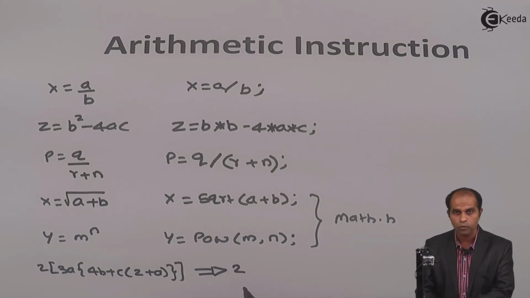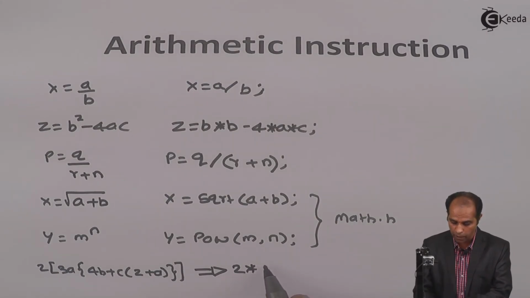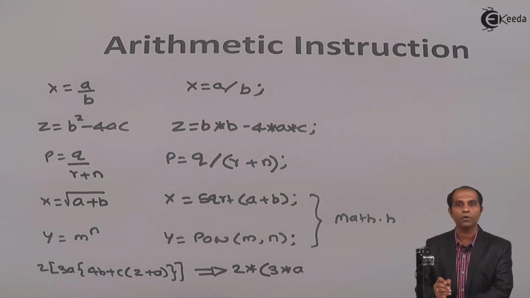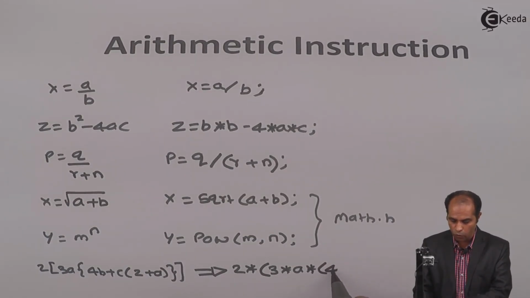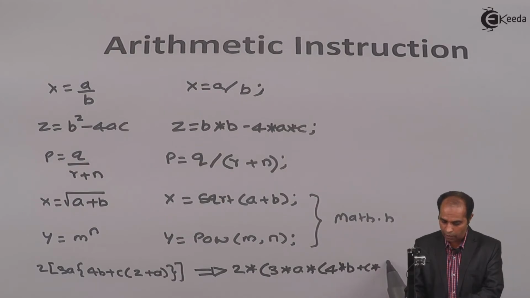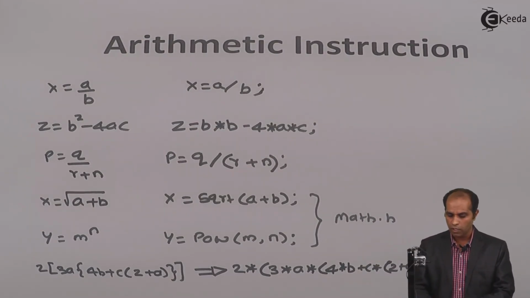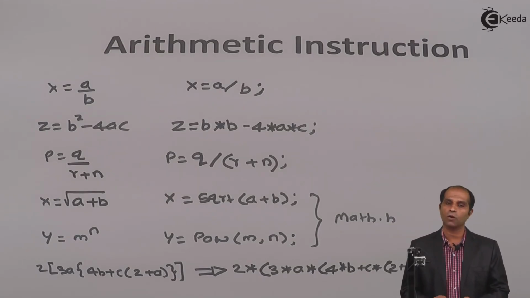Check this. 2 multiplied by, so a square bracket will now be replaced by a round bracket. 3 asterisk a. Without any sign, it is treated as multiplication in mathematics, but here I am supposed to write it explicitly. Again a round bracket, 4 asterisk b plus c asterisk, again a bracket, 2 plus a, round bracket complete. One round bracket for this and one more round bracket for this, and to end this instruction I'll say semicolon. So here we have used arithmetic instructions with only round brackets.